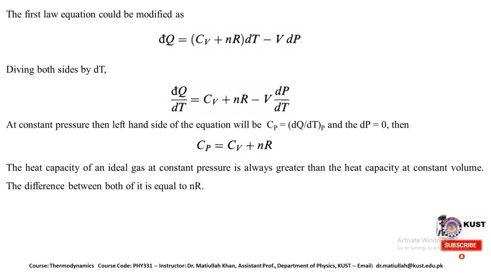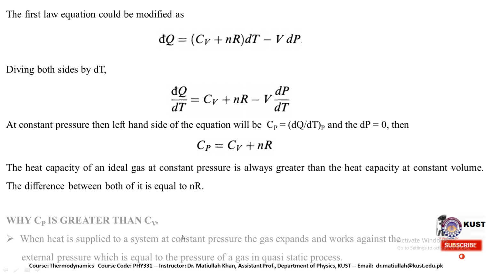If we look at this equation, it is clear that the heat capacity of an ideal gas at constant pressure is greater than the heat capacity at constant volume. So it has been concluded from all this discussion that the heat capacity at constant pressure is greater than the heat capacity at constant volume, and the difference between them is that Cp is equal to Cv plus nR.